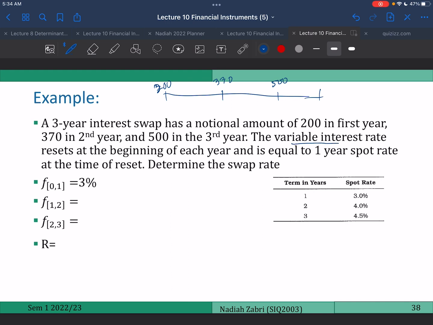They are actually bound to pay a variable interest rate. And the variable interest rate usually is whatever the 1-year interest rate of the current market is. So for the first year, they know for sure what the variable rate is already. But for the second year and the third year, they don't know yet, because it will reset based on the market situation. However, when they want to set this R, they have to estimate these two rates with forward rates, right?